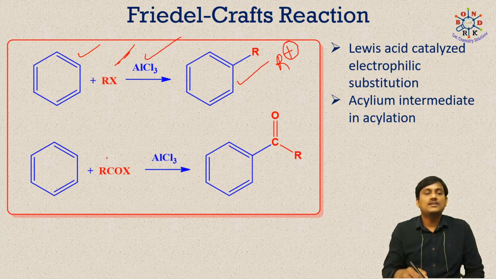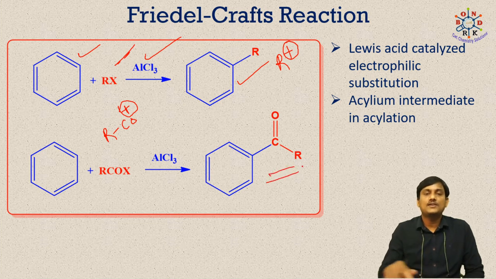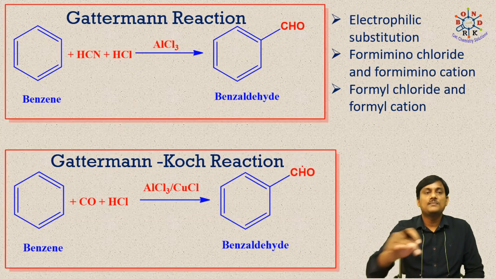In acylation, the reagent is RCOX, acyl halide, in presence of AlCl3. There is a formation of acylium ion, RCO plus. This is the electrophile in Friedel-Crafts acylation. And finally, you will get ketone in case of Friedel-Crafts acylation.